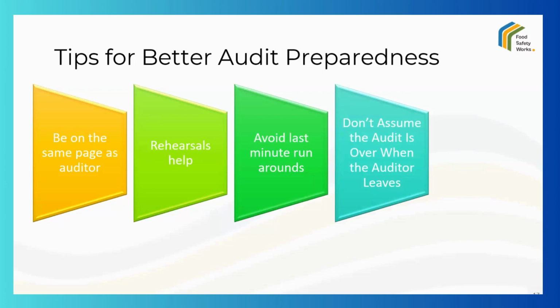Don't assume that the audit is over when the auditor leaves. Have a post-audit meeting internally to review what went well, what didn't go well, what can be improved, where we stand. That helps. And then respond back to the auditor with your root cause and corrective action. Then the auditor responds that the findings have been closed, and the audit gets closed.